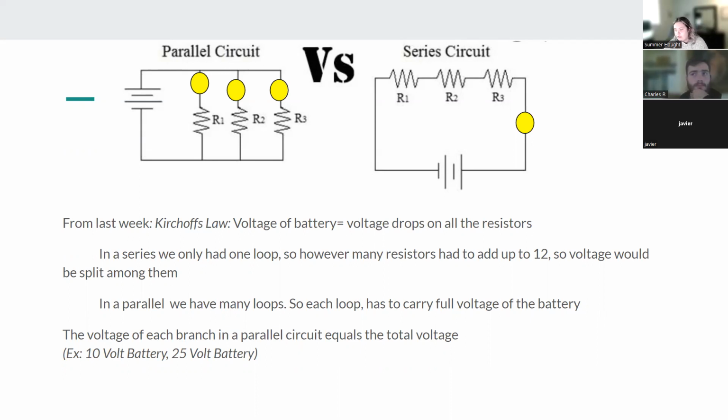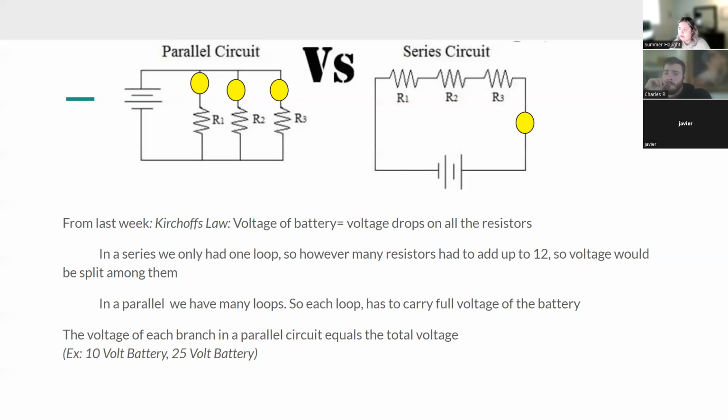But just a couple ideas from last week that are important concepts to remember. For one, Kirchhoff's law: if you can remember from last week, the voltage of the battery always equals the voltage drops on all of the resistors. Last week we learned how to calculate voltage drops, which is a super crucial calculation that has to be done in later weeks. So definitely knowing how to calculate voltage drops is important.